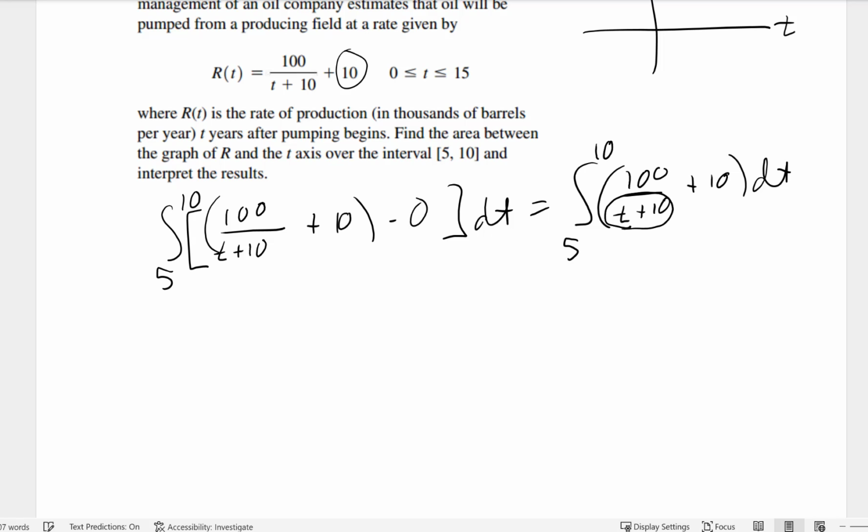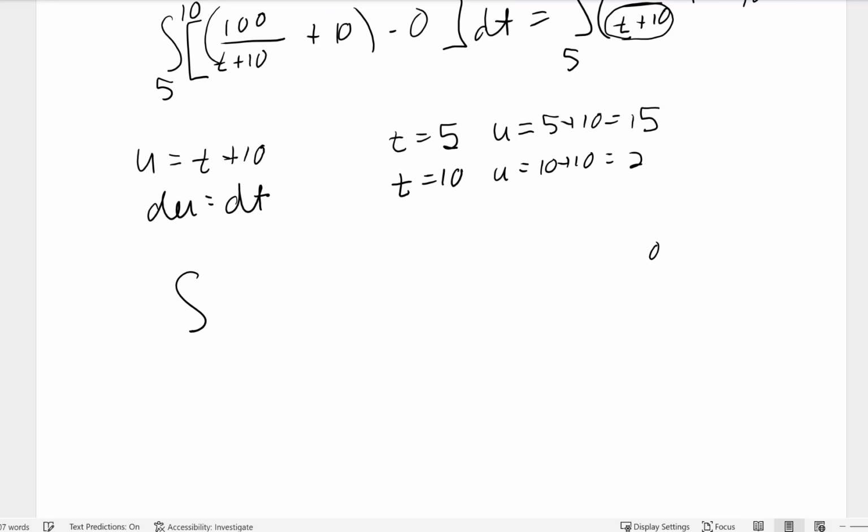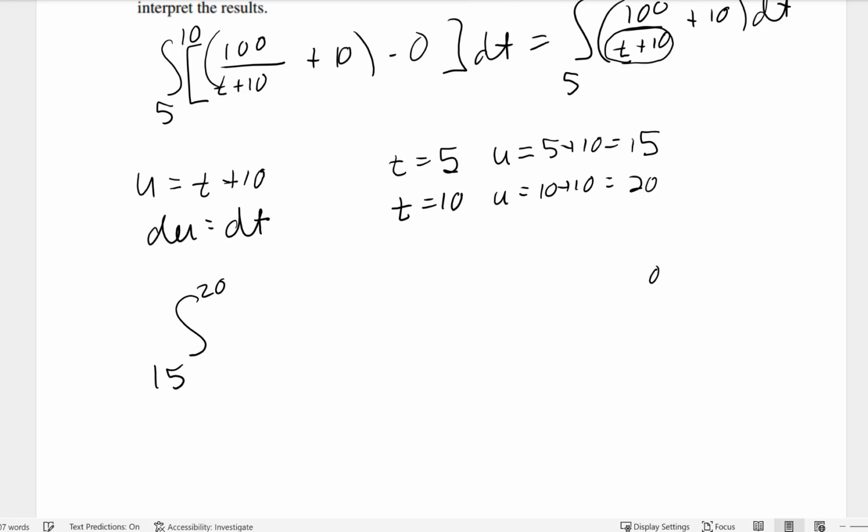When you go to integrate, you probably want to think about u substitution. So u would be equal to t plus 10, and then du would be equal to dt. So at least it matches up really well. I can see I have a dt, I have the u, but remember how we switched the bounds? When t was equal to 5, u is going to be 5 plus 10, which is 15. And when t is equal to 10, u is going to be 10 plus 10, which is equal to 20. So now I'm going to go from 15 to 20 because we've changed the bounds.